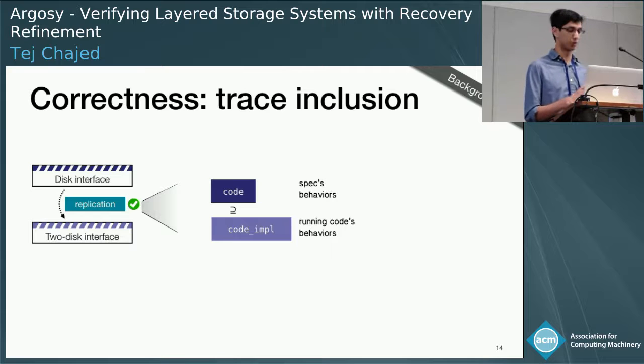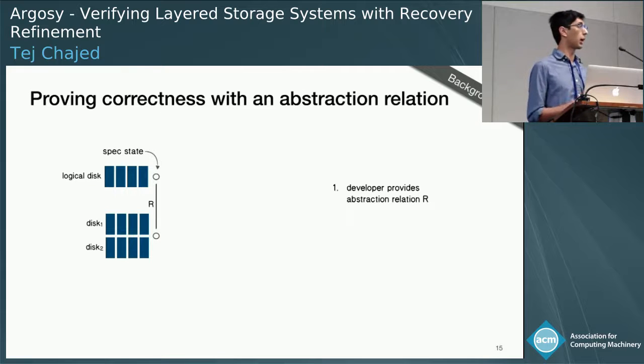So how do we prove trace inclusion? We use an old idea of an abstraction relation. And this whole technique is also called forward simulation. Just to review, in forward simulation, the developer provides an abstraction relation R, which serves two purposes. First, it connects abstract states and code states. And second, it enforces any invariance over code states that the implementation relies on.